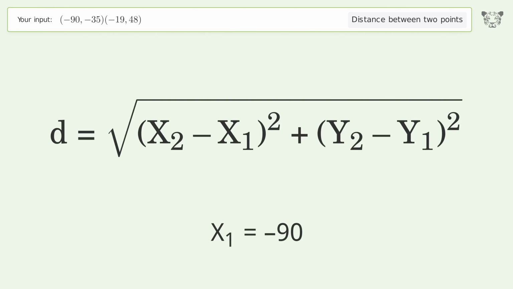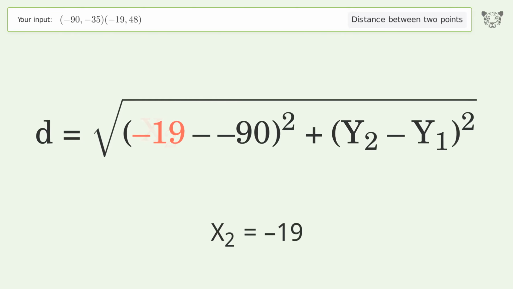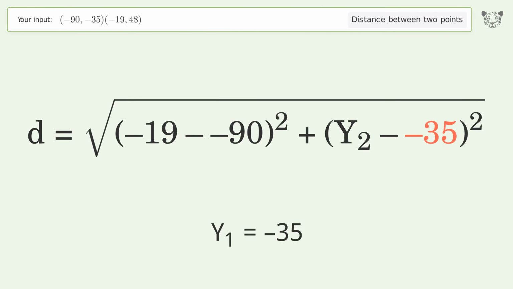x1 equals -90. x2 equals -19. y1 equals -35. y2 equals 48.